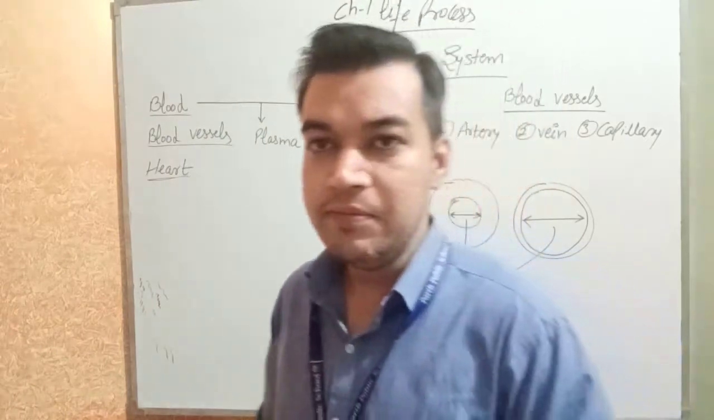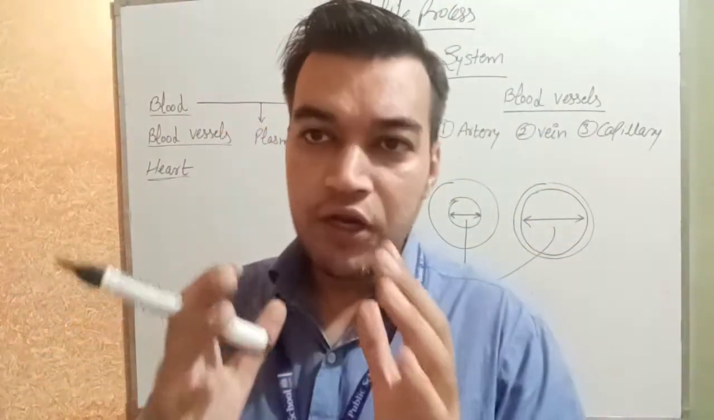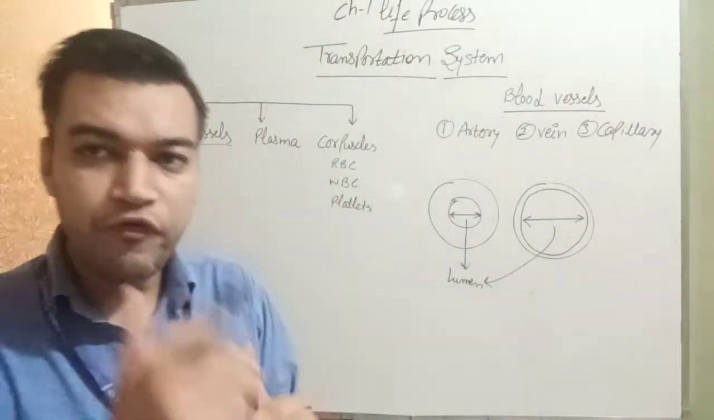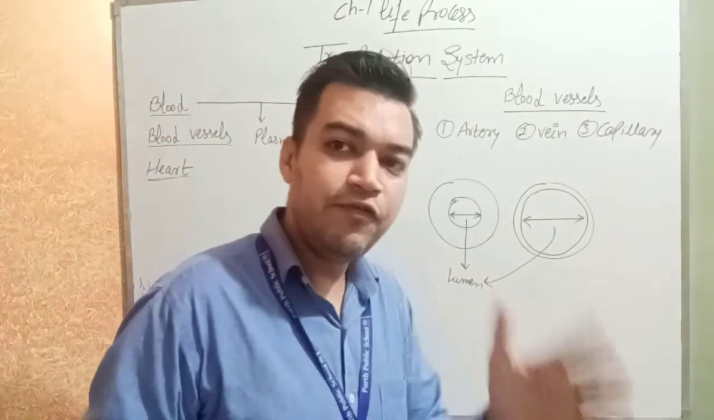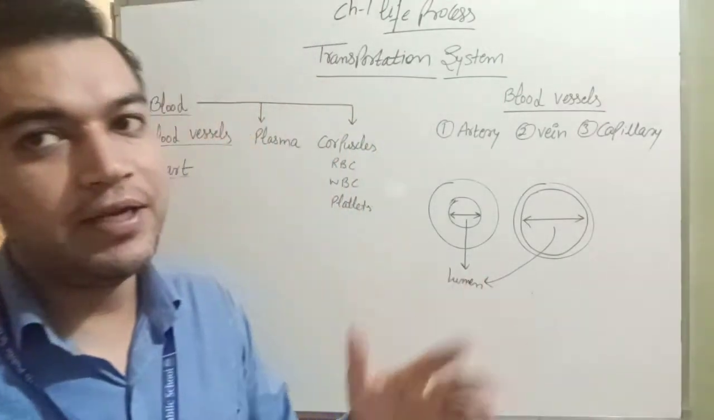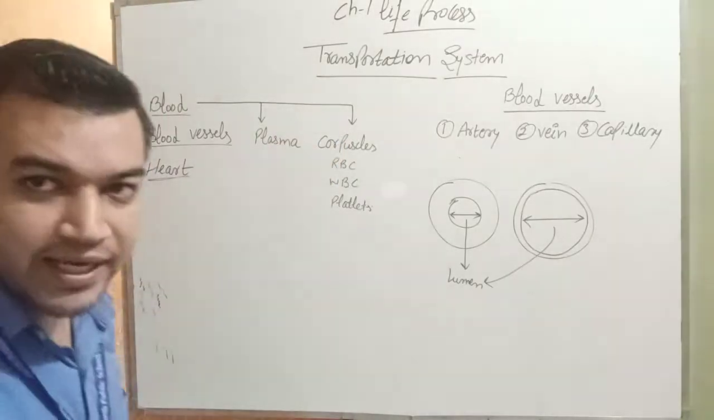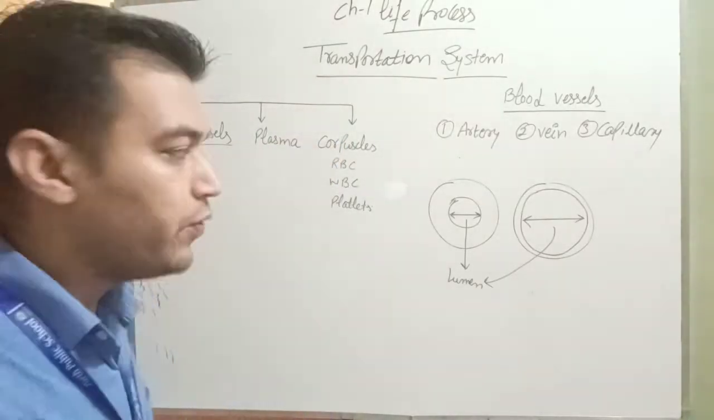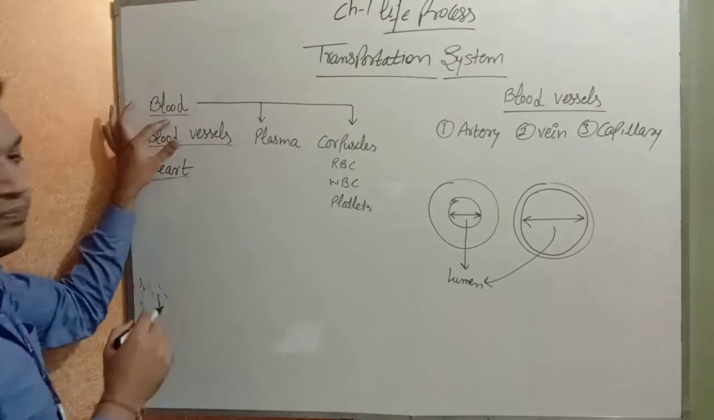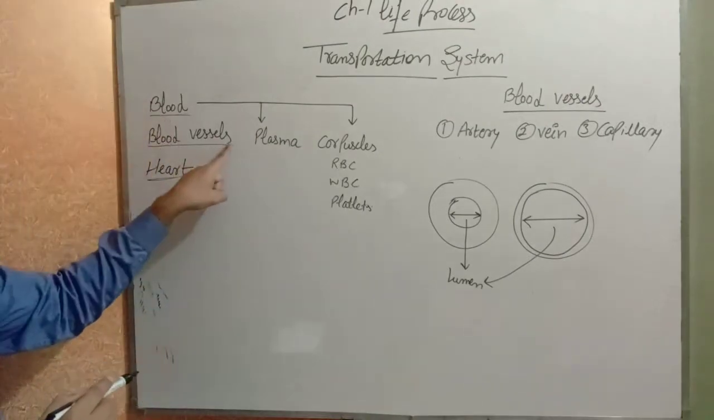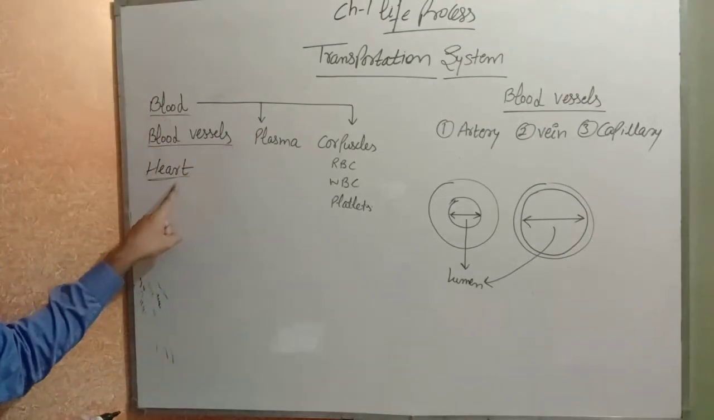This is the system in which a number of fluids filled in a tube are transported from one place to another. Transportation system comprises three main components: blood, blood vessels and heart.